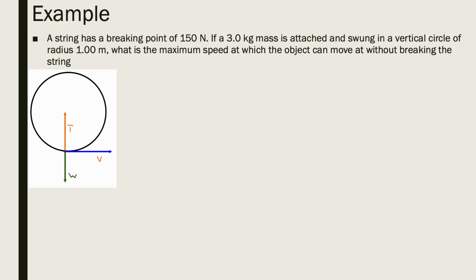We are going to calculate a tension force using a tension force of 150 newtons, because that's going to be our maximum amount that we can have before it breaks. We're given our mass is 3 kilograms and a radius of 1 meter. Now from our diagram, we can see our force centripetal, which is essentially our net force towards our, or away from our center, is equal to the force of tension minus the force of gravity.